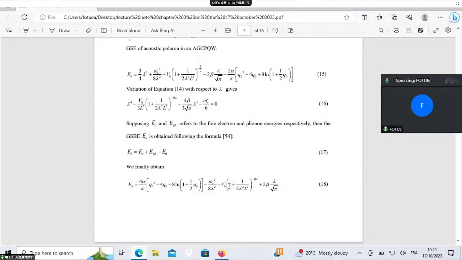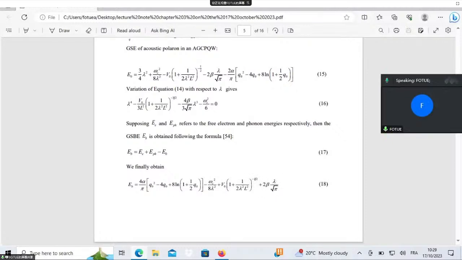This expression stands as 4 alpha on pi on Q0 square minus 4 Q0 plus 8 ln 1 plus 1 on Q0 minus this omega c square, this cyclotron frequency square on this H lambda square plus V0 plus 1 on 2 lambda square L square on minus 1 on 2 plus 2 beta lambda on square root of pi.